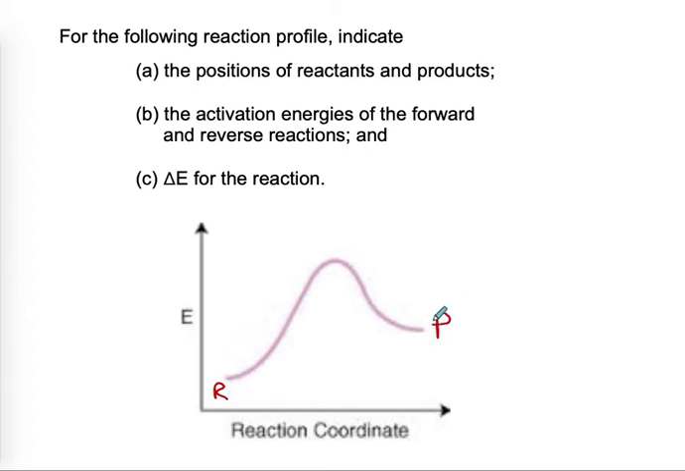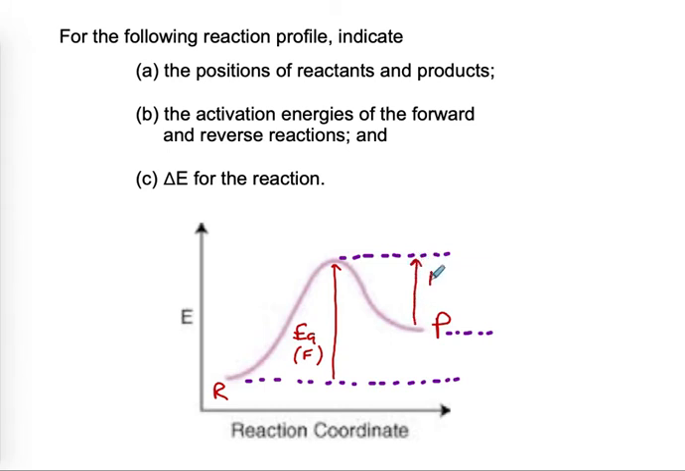The activation energy of the forward reaction, so let me draw a dashed line here, and one here as well. So this would correspond to the activation energy for the forward reaction, but for the reverse reaction, going from products to reactants, I would need to show the energy required to go from products to the transition state. That would be the activation energy for the reverse reaction, and delta E would simply be the difference between the energy of the reactants and products.